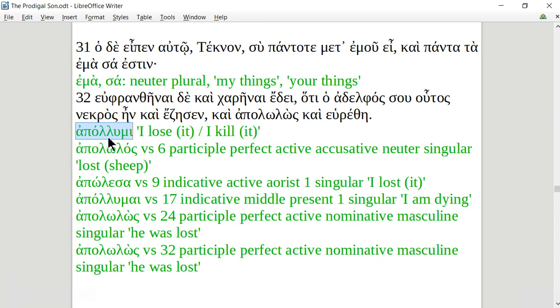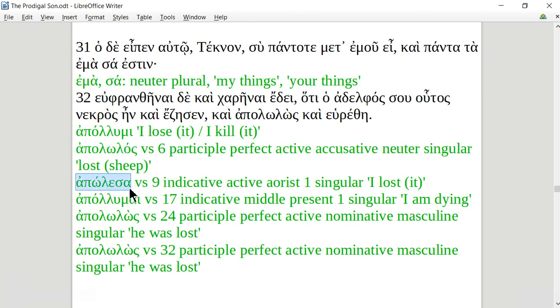And here's the base form of it: apolumi, I lose or I kill. In English, we have to say it. So this is the base form, if you like, first person singular, present. So here's the form of it we had in verse 6, which is a participle, perfect, active, accusative, neuter, singular, talking about the lost sheep.